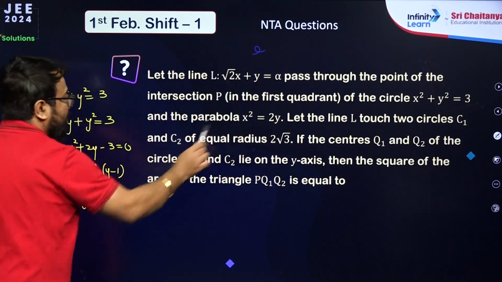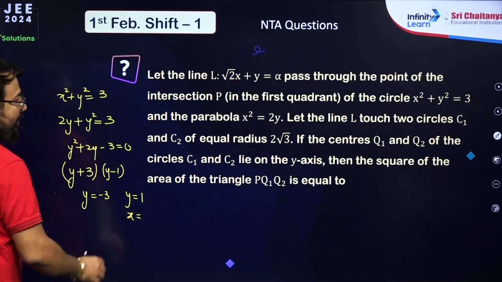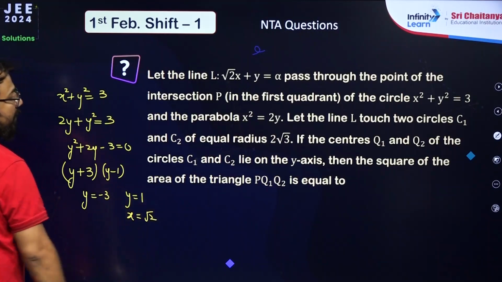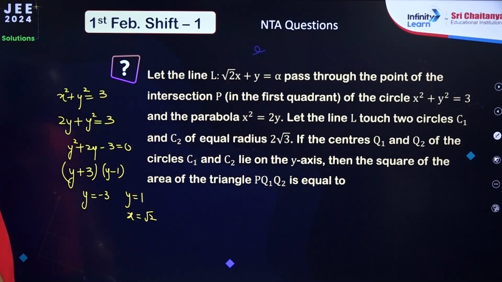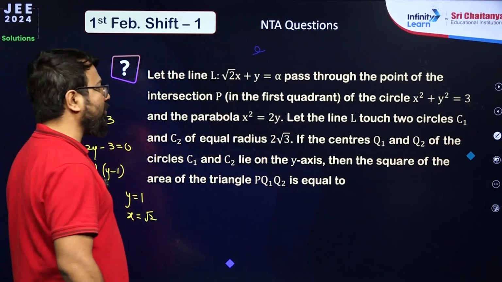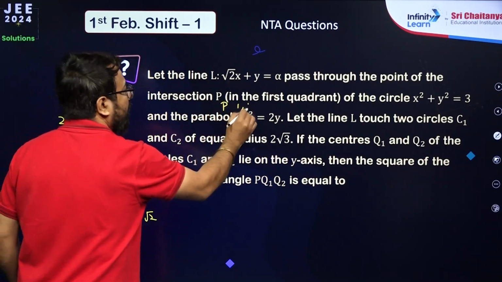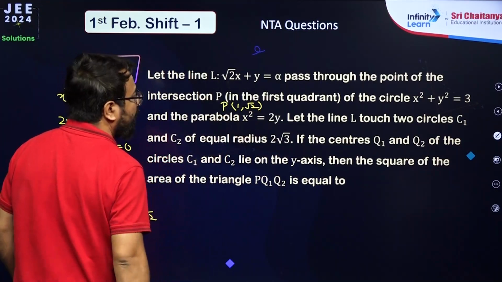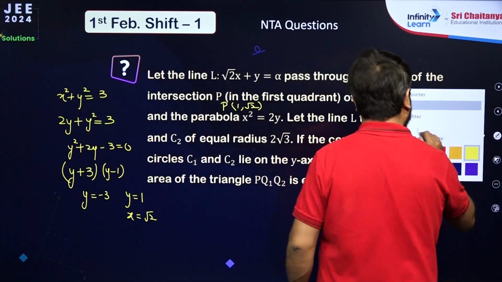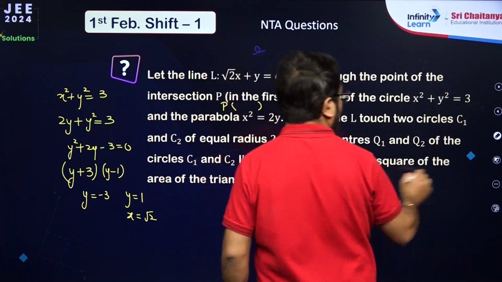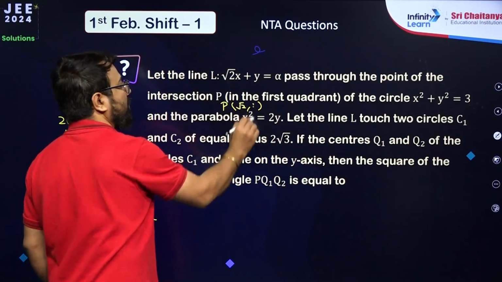If I substitute y is equal to 1, then definitely, because of the first quadrant, the value of x will be root 2. Okay, and y is equal to negative 3 is not there in the first quadrant. So a point of intersection is obtained. Let us name this point P, root 2 comma 1, not 1 comma root 2. It should be root 2 comma 1, yeah. So root 2 comma 1 is satisfying both the curves, alright.